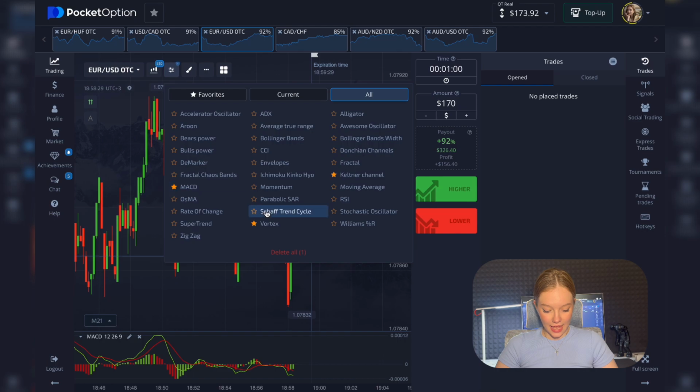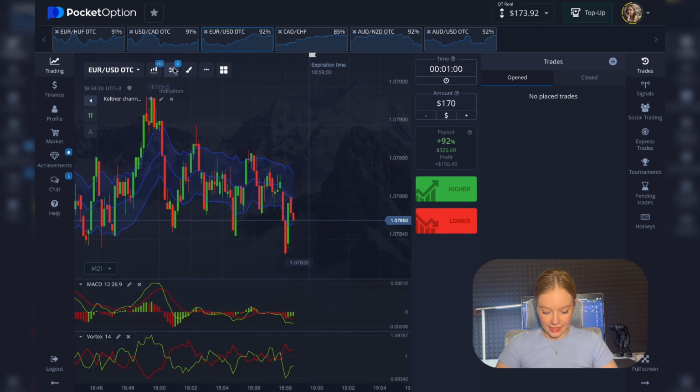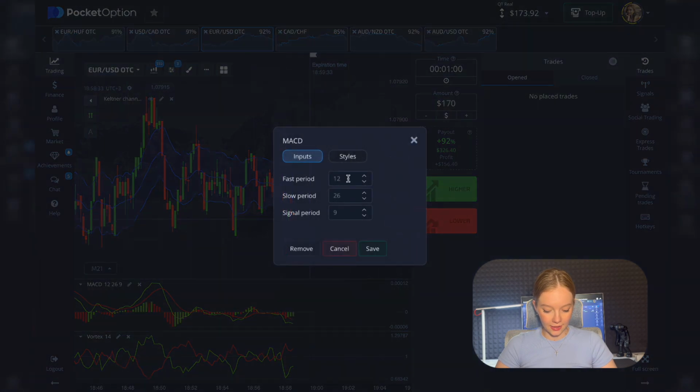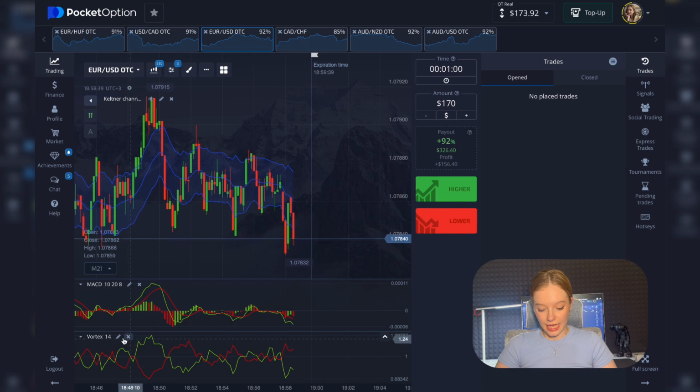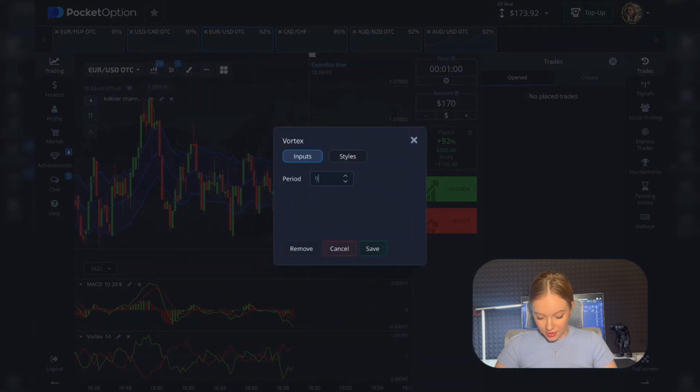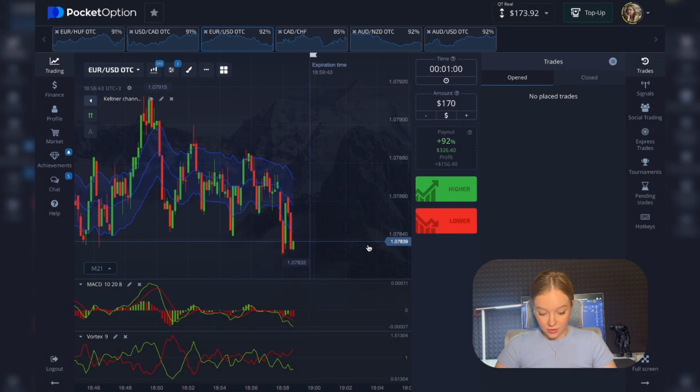I add MACD, Vortex and Keltner channel indicators. In MACD, we change the parameters to 10, 20 and 8. Change the period in the Vortex indicator to 9. The adjustment is over. In the Keltner channel indicator, we use the standard settings. Let's get started.